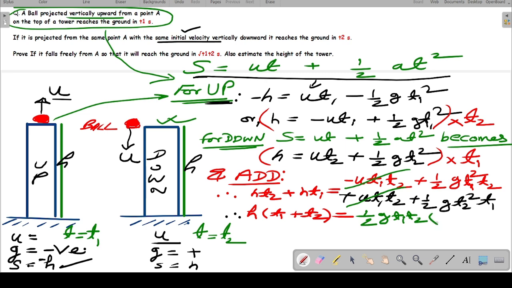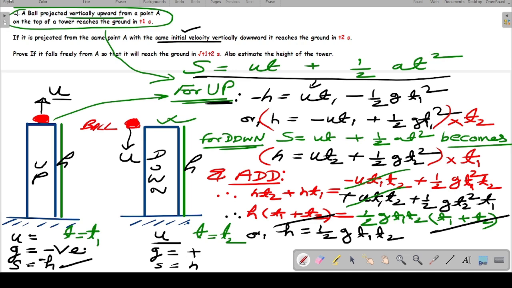So half G T1 T2 can be taken common and in the bracket we are left with T1 plus T2. You can also see T1 plus T2 is coming in the LHS, T1 plus T2 is coming in the RHS. So just cancel it out, right? So we are left with H equal to half G T1 T2, right? Half G T1 T2.